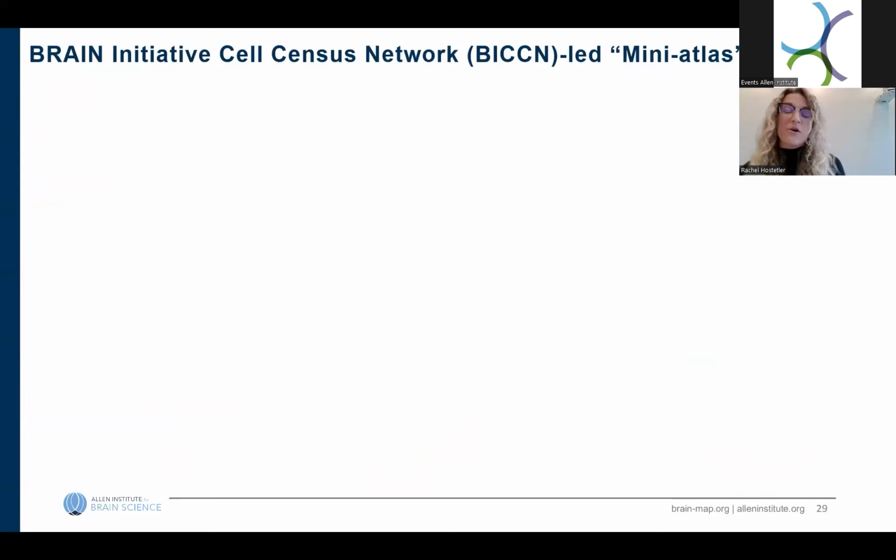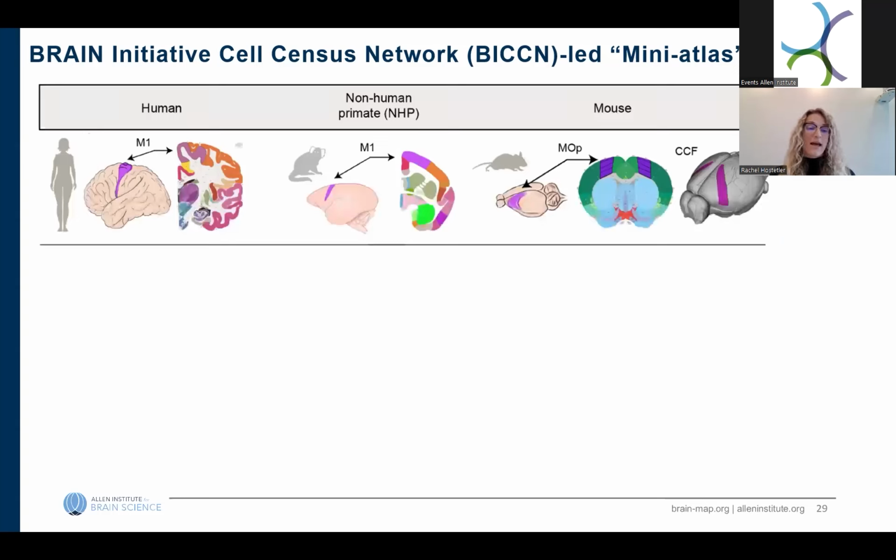And so a lot of this multimodal research was done through the BICCN, or the Brain Initiative Cell Census Network, to create a mini atlas of cells specifically within the primary motor cortex. And in this project, there were samples from 3 different species: human, non-human primate, and also mouse.